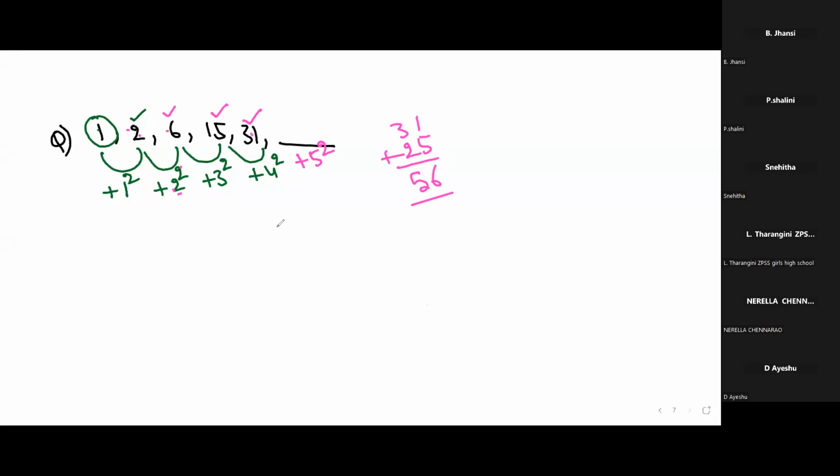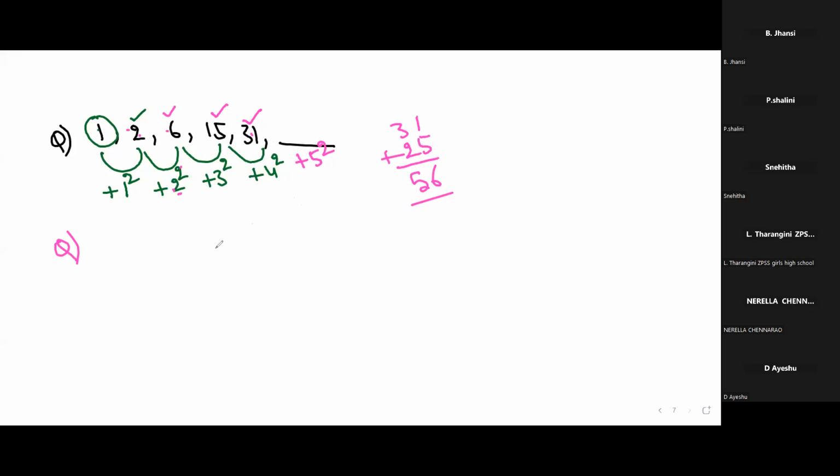Yes, 56 is the correct answer for this. I hope all of you understood this. Remember that whatever the logic you are applying, it should be the same throughout. For one number taking one pattern and for another number taking another pattern, it is not correct. Throughout, you have to follow the same pattern. For all the numbers, I am following the same kind of pattern. Observe. Plus 1 square, plus 2 square, plus 3 square, plus 4 square.